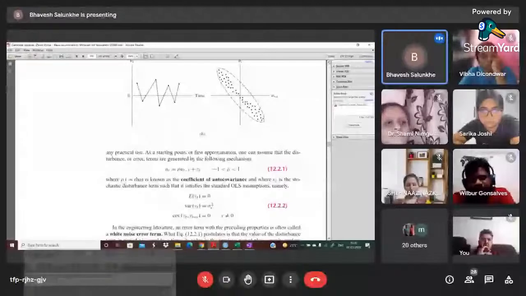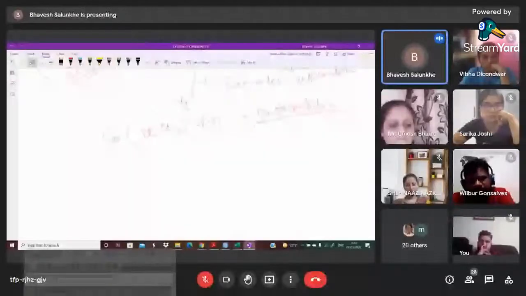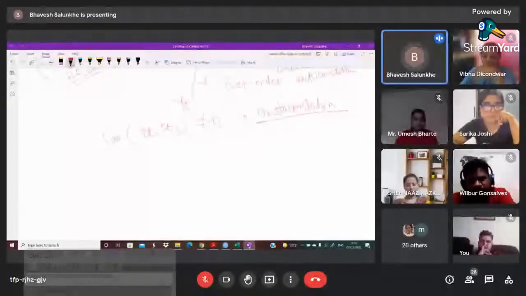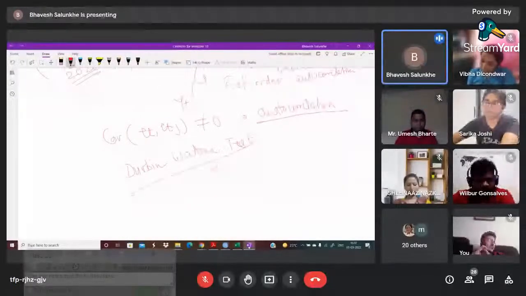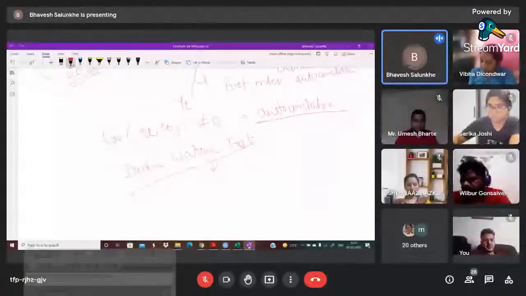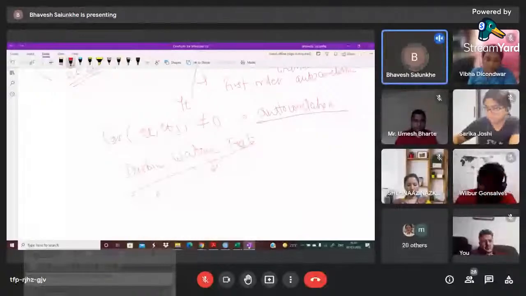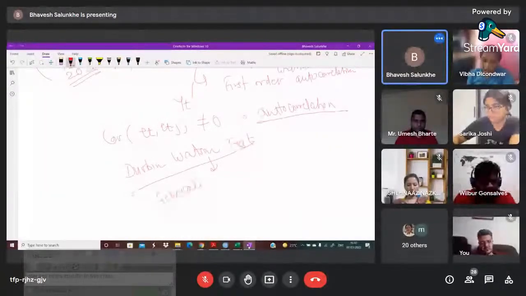Now there is a formal test to look for this. For first order autocorrelation, the test is called the Durbin-Watson test. We are going to use this test. Once you test for autocorrelation, if there is autocorrelation, you go for generalized least squares estimation.